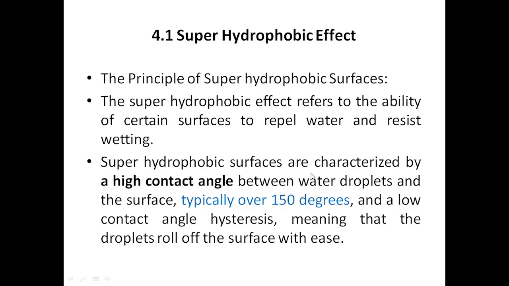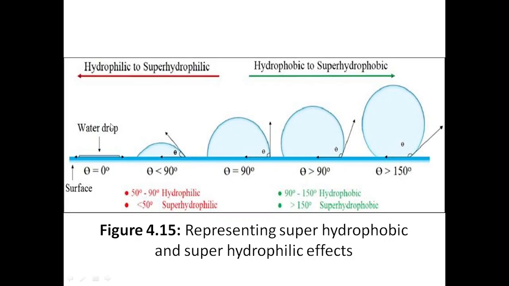Superhydrophobic surfaces are characterized by a high contact angle. Here the contact angle will be more than 150 degrees. When it is more than 150 degrees, the water rolls off. This is how it looks. For example, up to 90 degrees or less than 90 degrees, we can expect hydrophilic surfaces. More than that, it is hydrophobic.